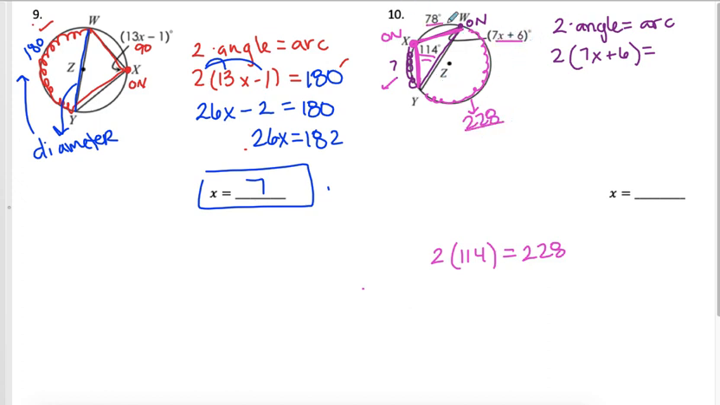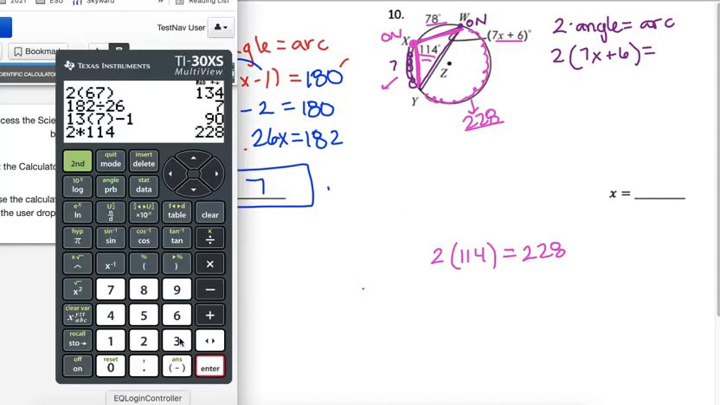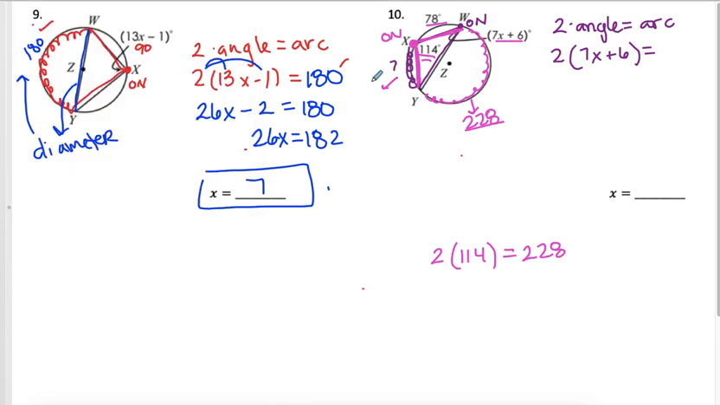Once I find this and I know the other 78 though, this is how we can manipulate that 360 degrees, subtracting the 228 we used the 114 for, subtracting the 78 that they gave us to find this arc is 54 degrees. So again, there's really two things that we're manipulating here. Diameter, boom, we have 180. Otherwise, we need to manipulate that 360 using every piece of information they gave us to now find this missing arc so that we can distribute and solve.